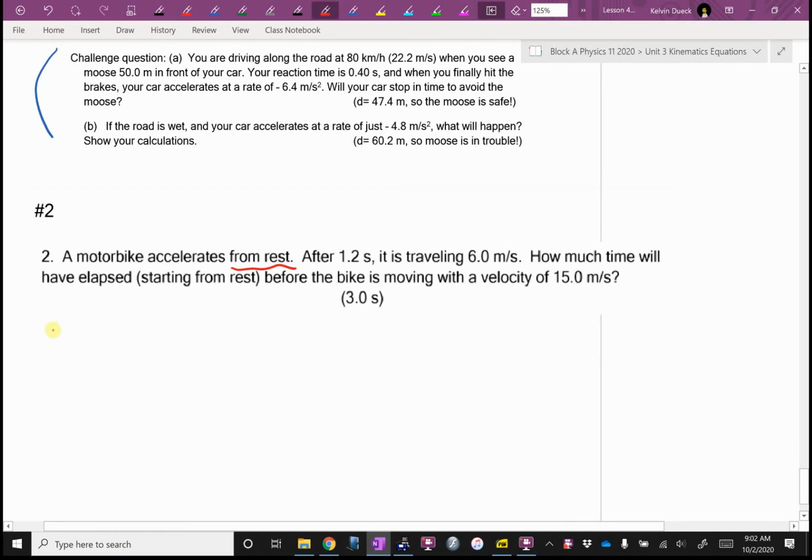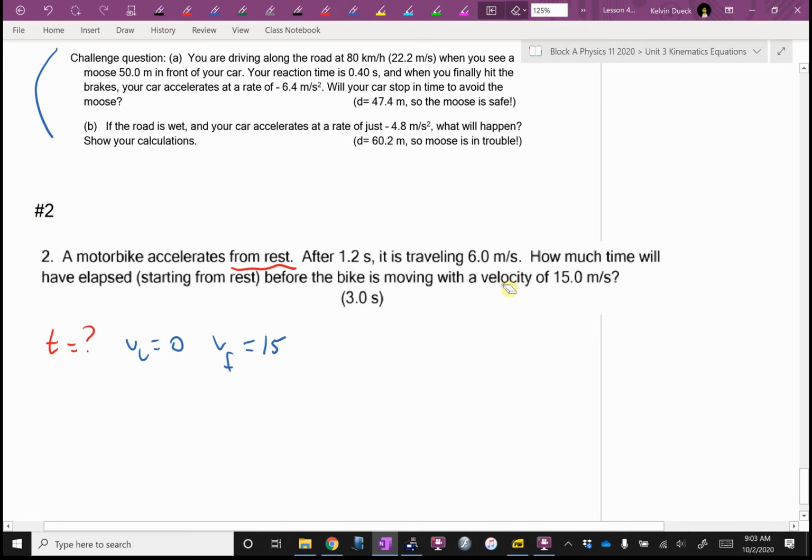I wrote down, I said "from rest" is good. And I said it looks like the final velocity is 15 because it says find the time when it's moving at 15. So I said this. Can I use that 1.2? Well, that's time. They want me to find time, so I'm not going to use that.